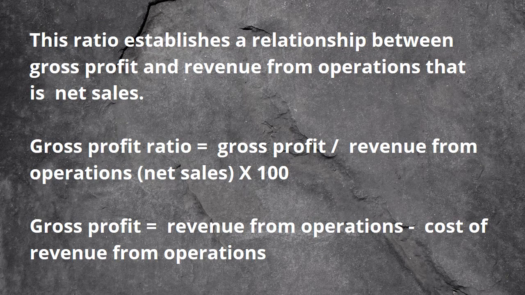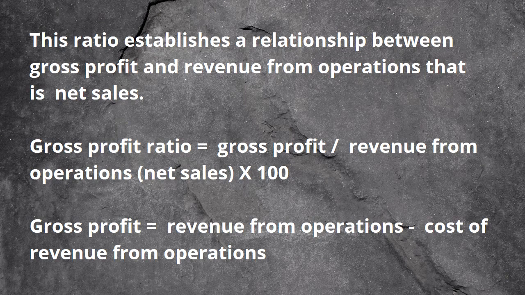and revenue from operations. And how do we calculate gross profit ratio? It is gross profit divided by revenue from operations, that is net sales, into 100. When the matter is of profitability ratios, they are always denoted in percentage. Profitability and percentage. Do not forget all these important things.